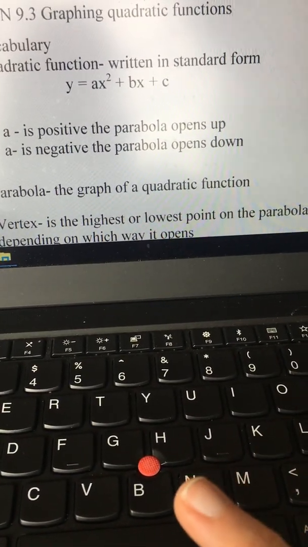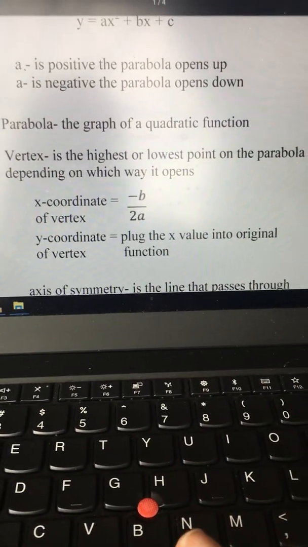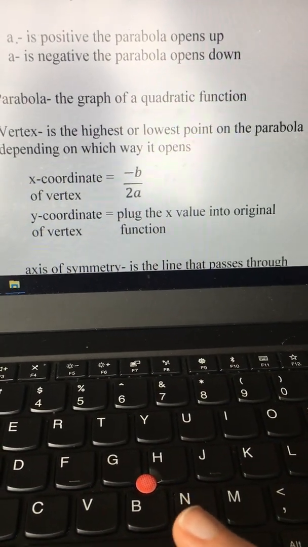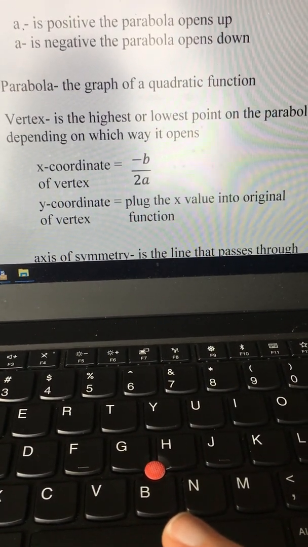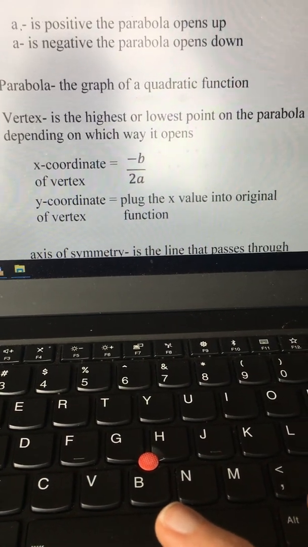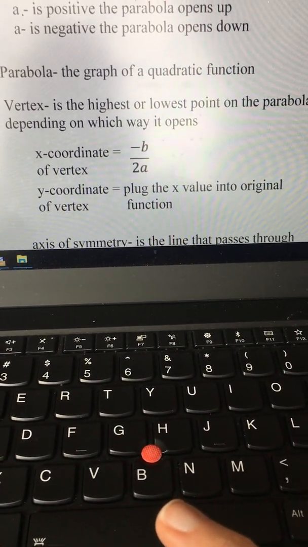We know that we need to find the vertex. We learned about vertex in 10-4 as well. Vertex is either the highest or lowest point on a parabola, depending on which way it opens. So we're going to find it differently. We're not averaging the intercepts like we did in 10-4.